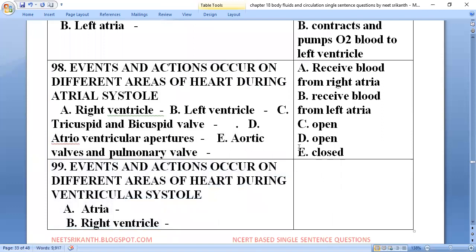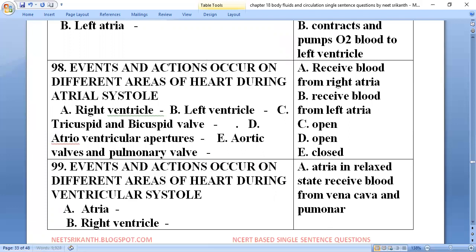Events and actions occur in different areas of the heart during ventricular systole. What are the atria doing during ventricular systole? Atria are in a relaxed status. They are in diastole condition, we can see. And what are they doing? They receive blood from the vena cava and pulmonary vein. At this time also, they are receiving blood.